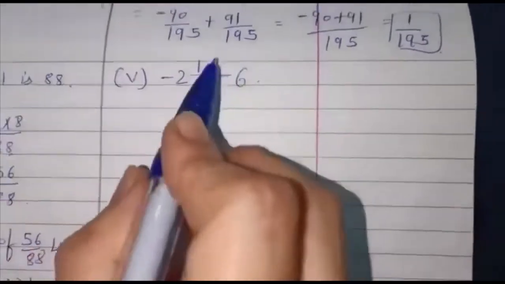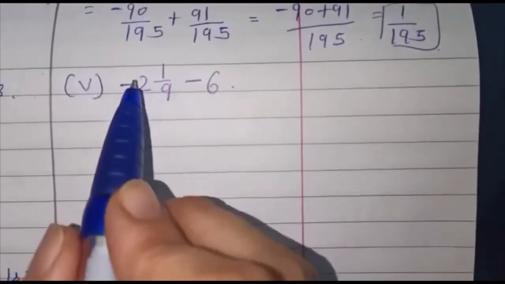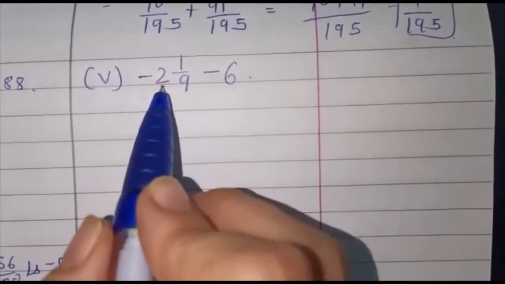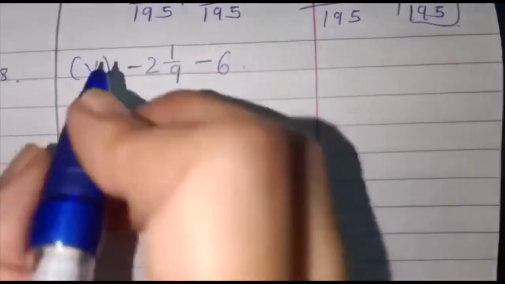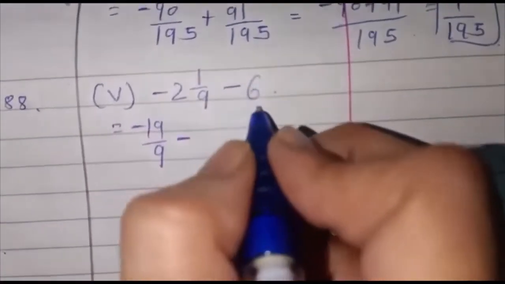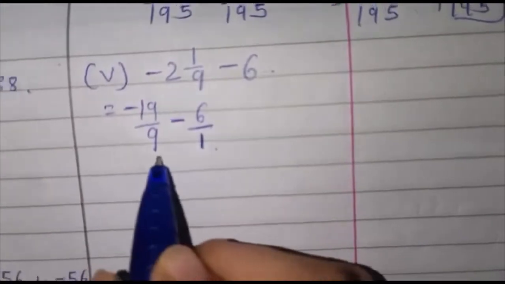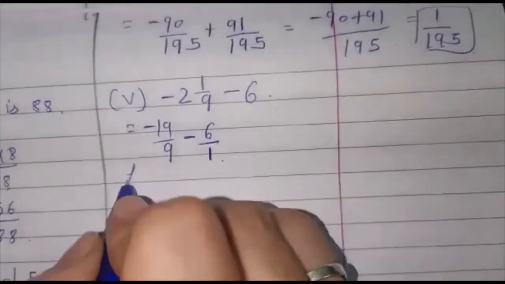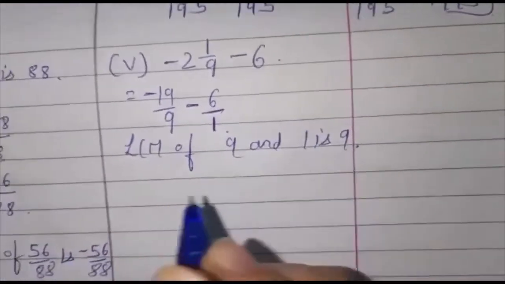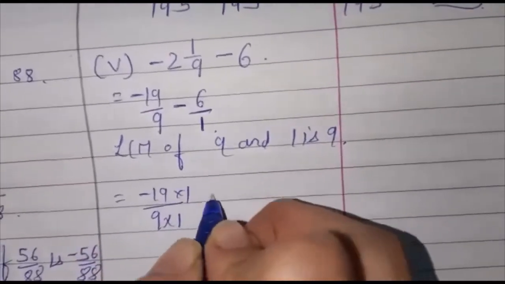Fifth number, minus 2 integer 1 upon 9 minus 6. Now here it is a mixed number given. So what we will do, we will convert it into improper fraction. So here 2 9s are 18 and 1 is 19, but minus 19. So minus 19 upon 9 and minus 6. Now 6 is not having any denominator, so we will give the denominator 1. And now we need to take LCM of 9 and 1 to make the denominators equal. And we know that LCM of 9 and 1 is 9. Okay. So minus 19 upon 9 with 1 only we will multiply, or you can write as it is.